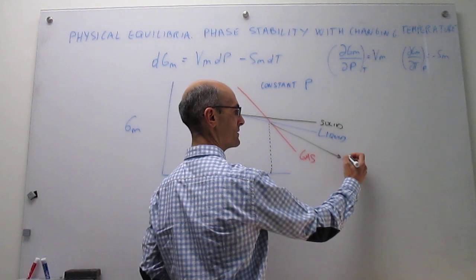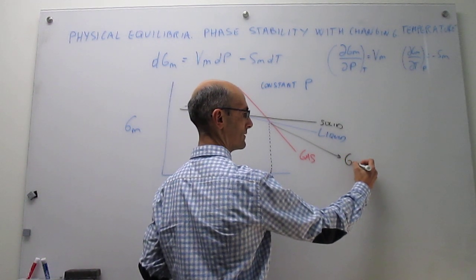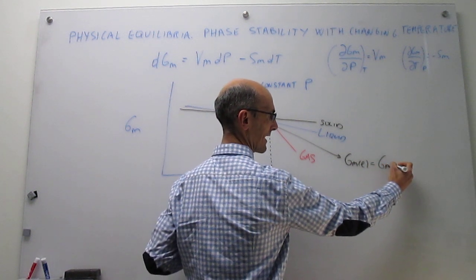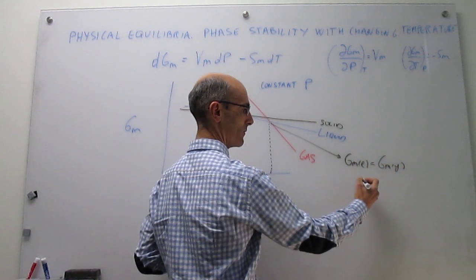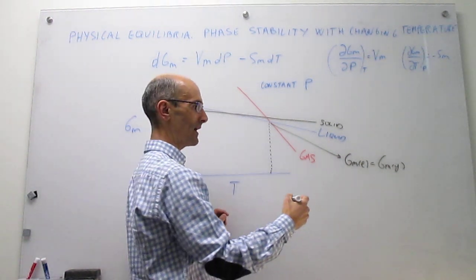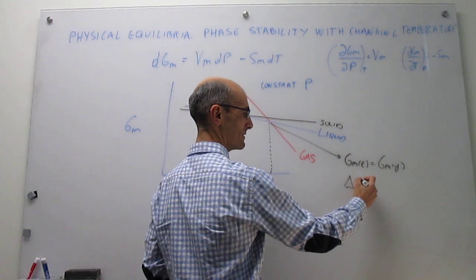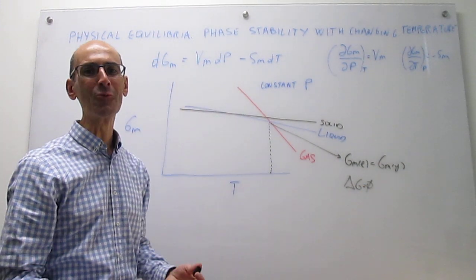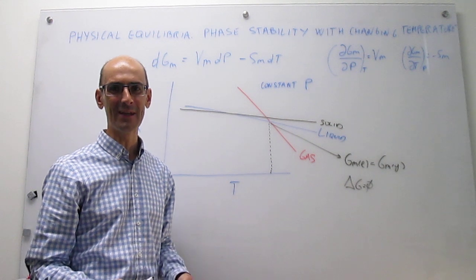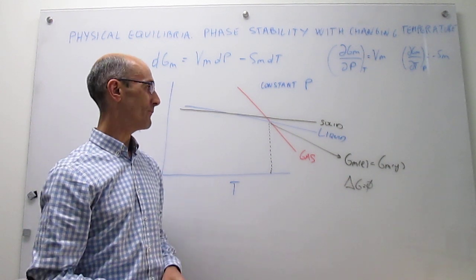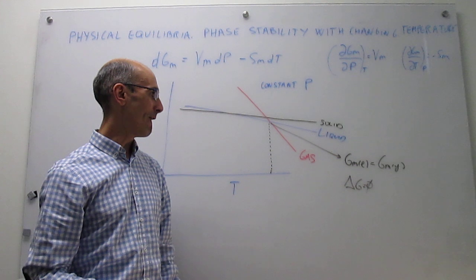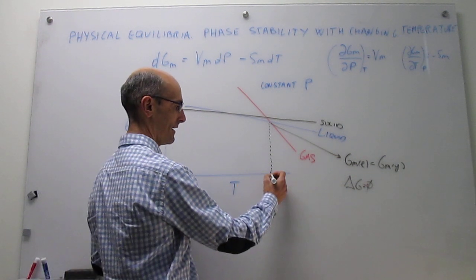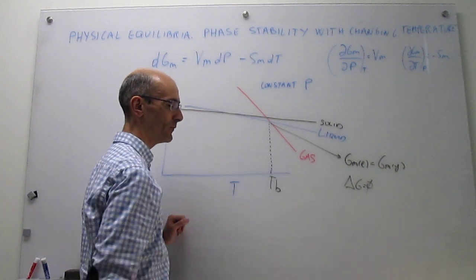Notice that at that point, the molar Gibbs energy of the liquid phase is identical to the molar Gibbs energy of the gas phase. So you can set up a phase transition, liquid to gas, and what you will find is that delta G is 0. And that is a hallmark for an equilibrium phase transition. Okay, so that is the equilibrium vaporization or boiling point of this particular substance, at this temperature. So we can label that as T sub B, boiling point.